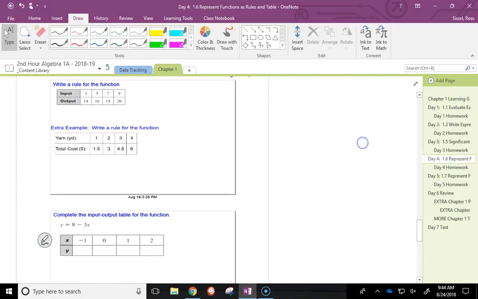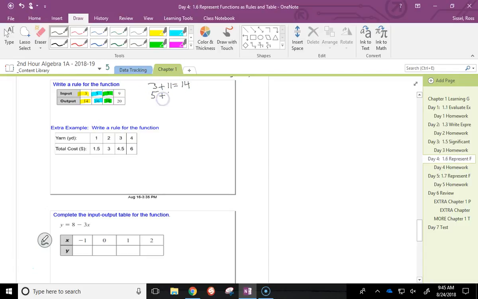When we get down to the next one, write a rule for the function. Once again, I'm going to look for the relationship between 3 to 14, 5 to 16, 7 and 18. Like I said, I always look for easy addition first. 3 plus 11 gives me 14. So I can show that here. 3 plus 11 equals 14.